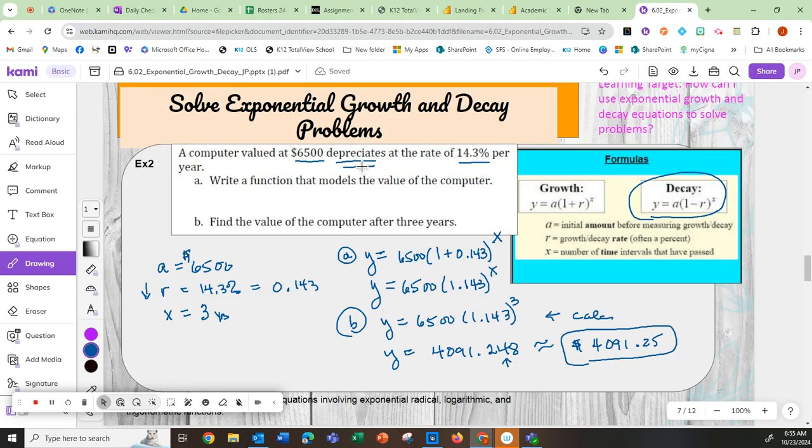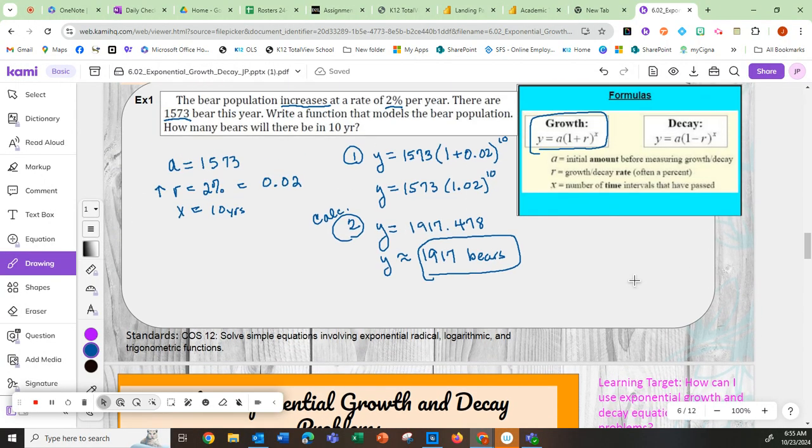I meant to mention this in the first example, but remember we started with 6,500. So if something is decaying or depreciating or declining, then you've got to make sure that this number is smaller. That's just a way for you to make sense with a problem. If we go back to number 1, remember we started with 1,573 bears.